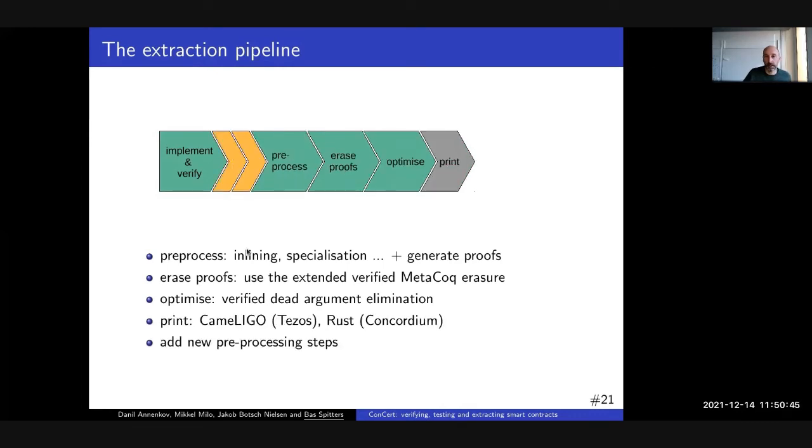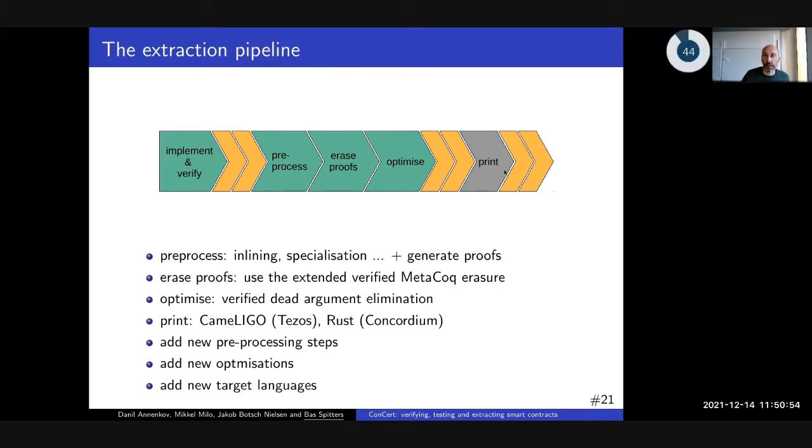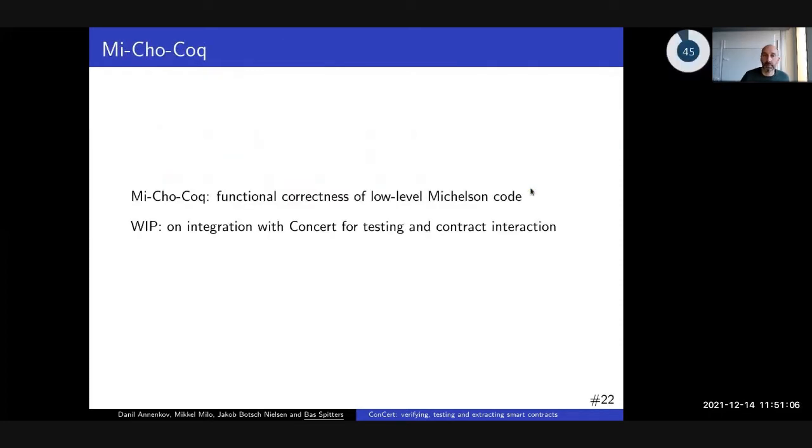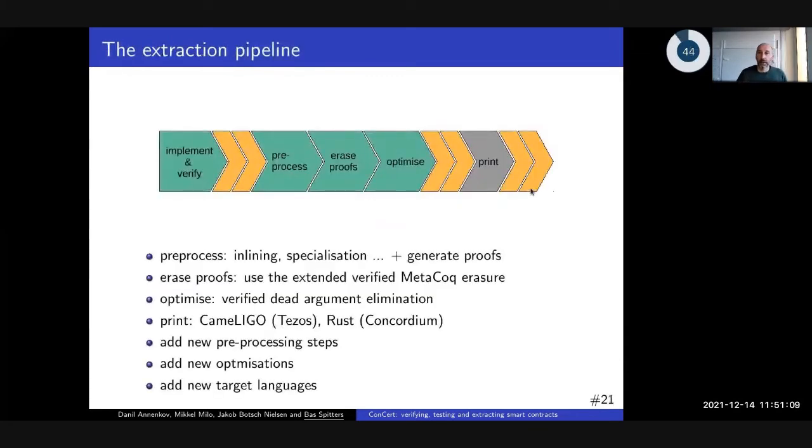And then, if we want to extend this even further, we can add further pre-processing steps. We could also add further optimizations. And if you want, we could add new target languages. So if someone comes up with a new language for the Tezos blockchain, then it's quite easy to target this one also. So this is about the work that's already completely done. Now I want to give a few hints to work that we have in progress.